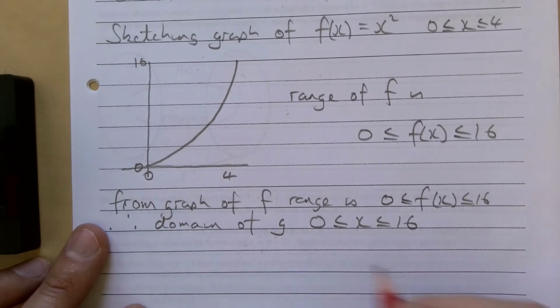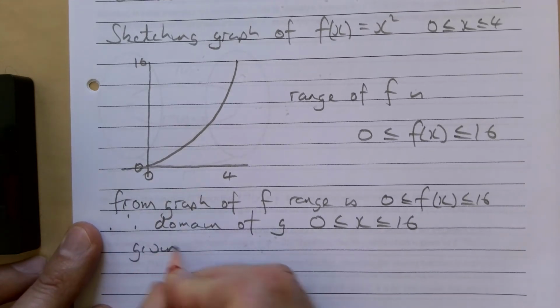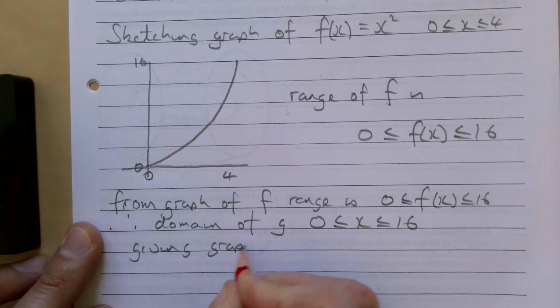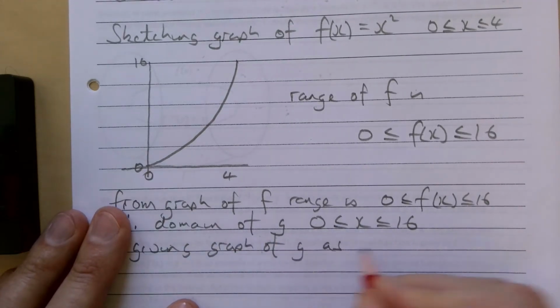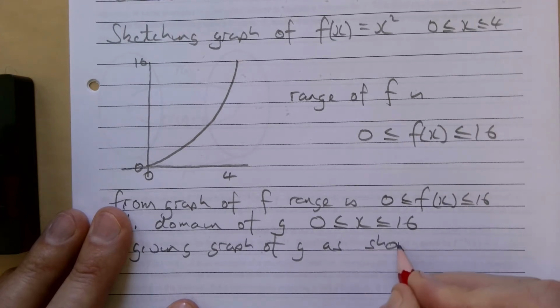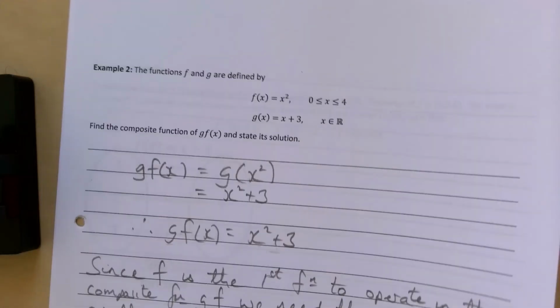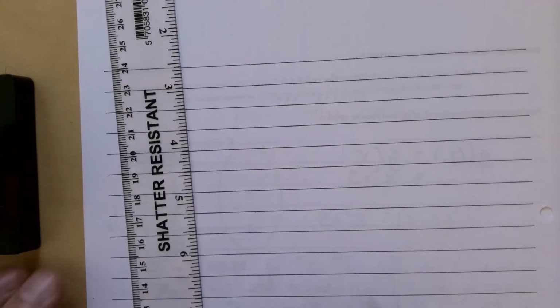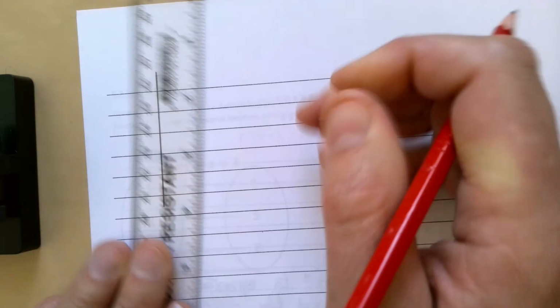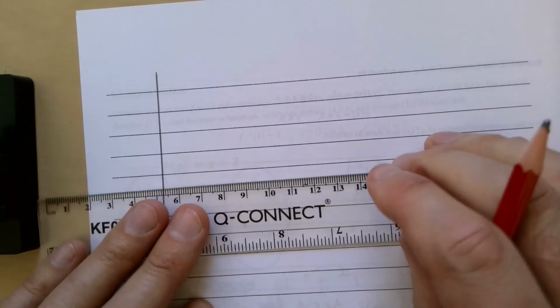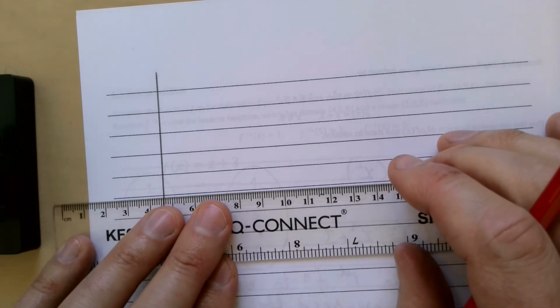So giving graph of g as shown. So let's get our graph of g over the page here. We get a vague straight line for this. So it's a very straightforward graph again. We're putting in between 0 and 16, and it's just the graph of y equals x plus 3, so there's not really too much to it.